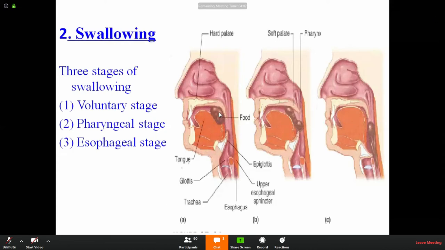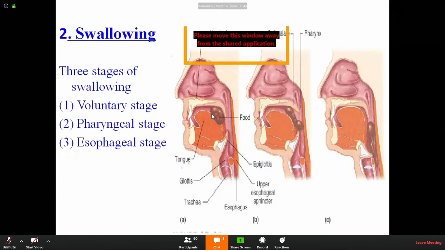So this one is the voluntary phase. Once the food is completely chewed and ready to be swallowed, we voluntarily swallow the food. Once the food is voluntarily swallowed and reaches the pharynx, then it is involuntary. It goes down. The voluntary phase is the oral phase, and the pharyngeal and esophageal phases are involuntary.